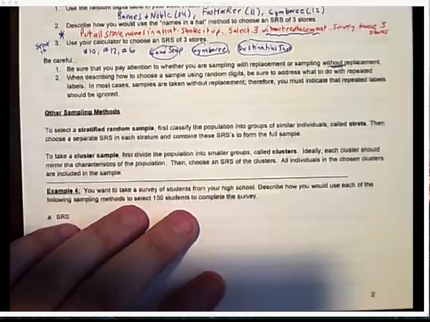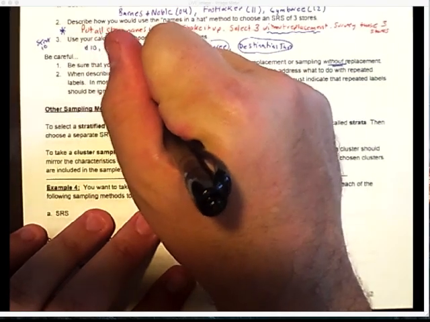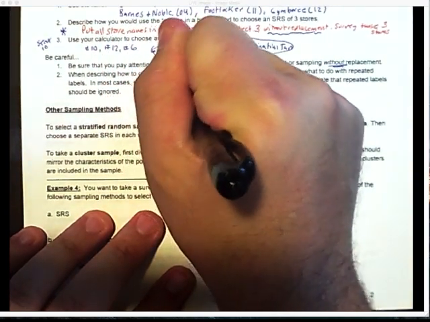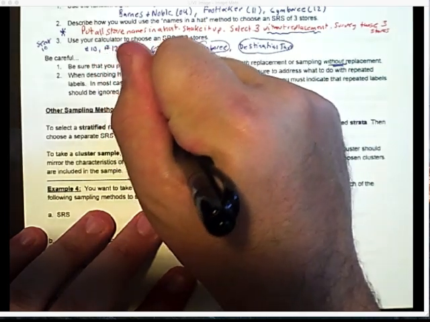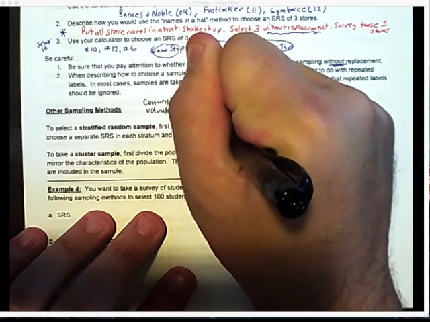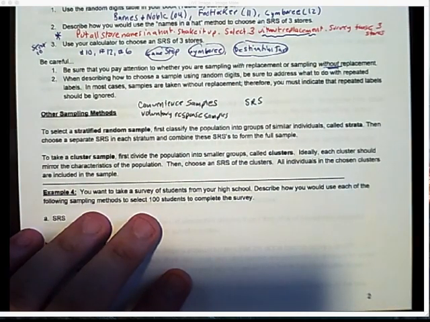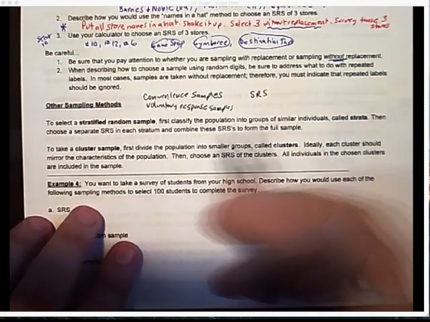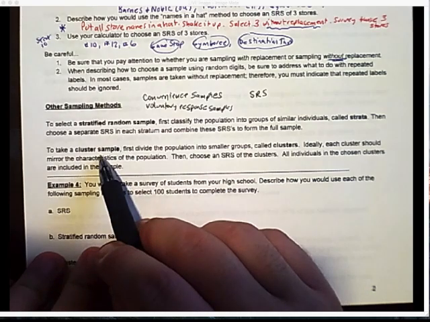So we talked about a couple bad types of samples, convenient samples. Those are bad. You have voluntary response samples, which are bad. We talked about simple random samples. That's good. That's usually the best. But there's a couple other types of samples. There's a stratified random sample, and there's a cluster sample.